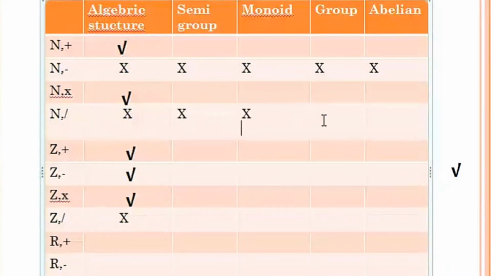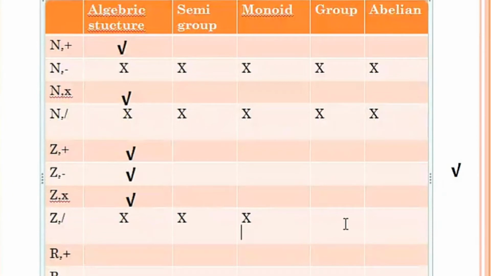Okay, even this. No need to check further. First only they have failed. Okay, so likewise we can study the sets. Now these, natural numbers with addition, whether they are semi-groups.